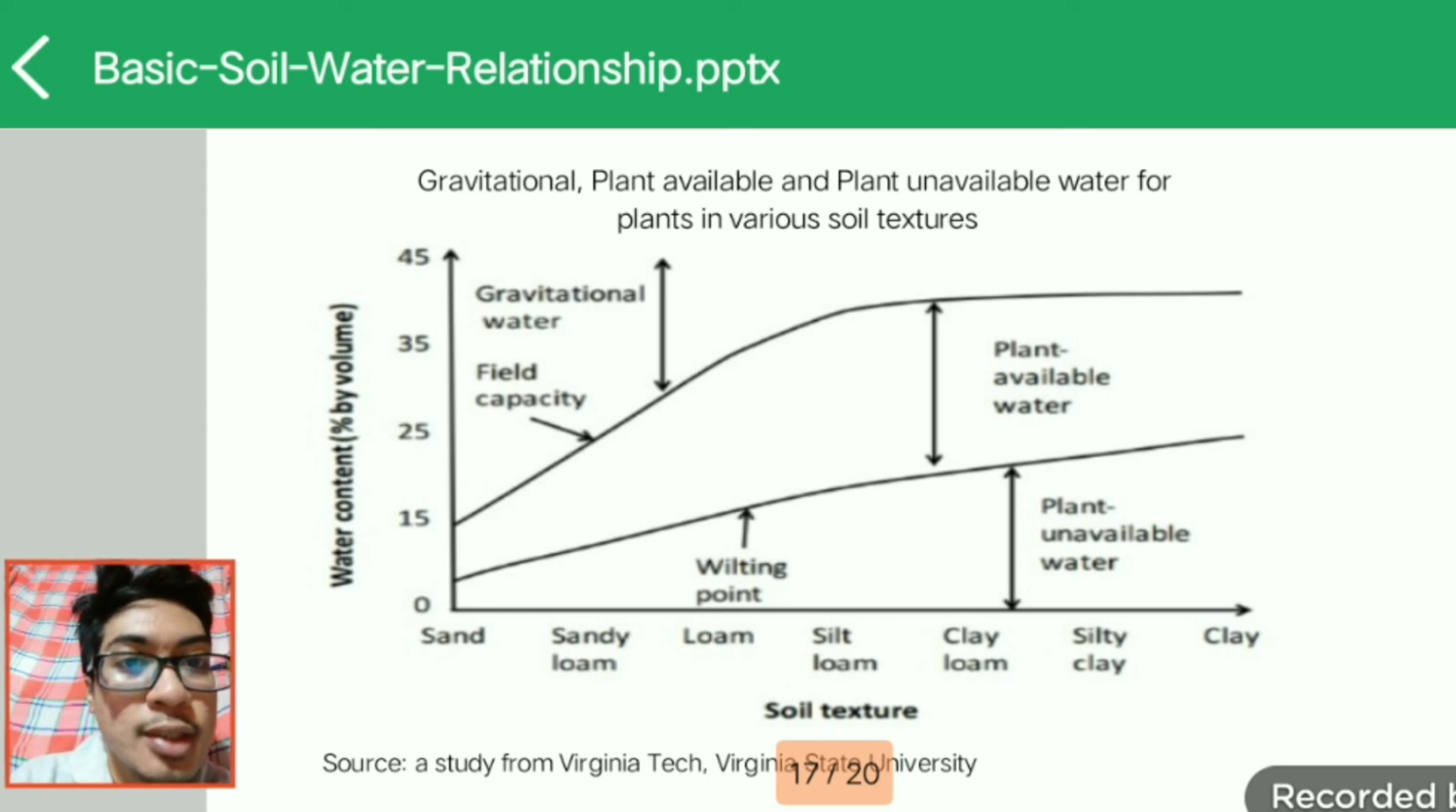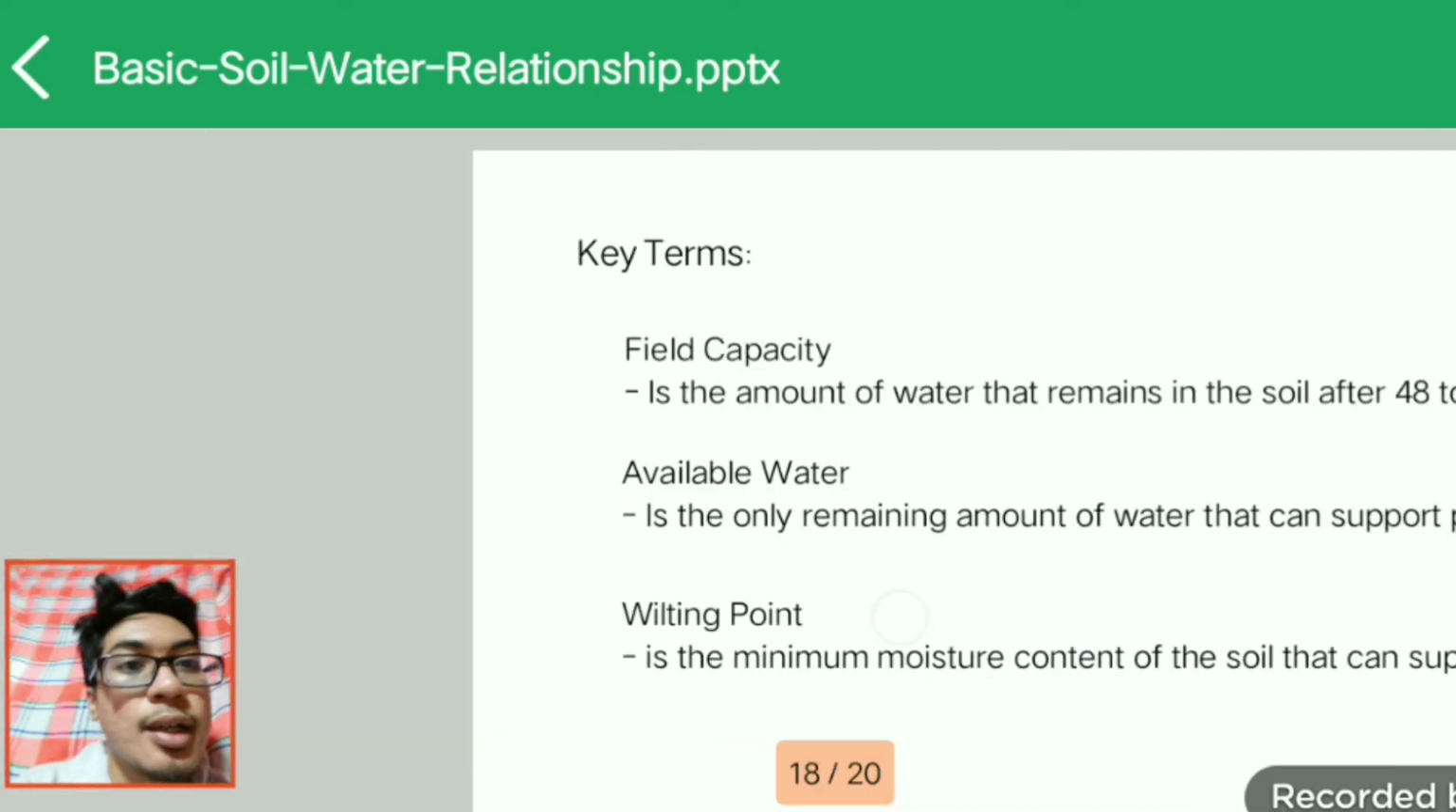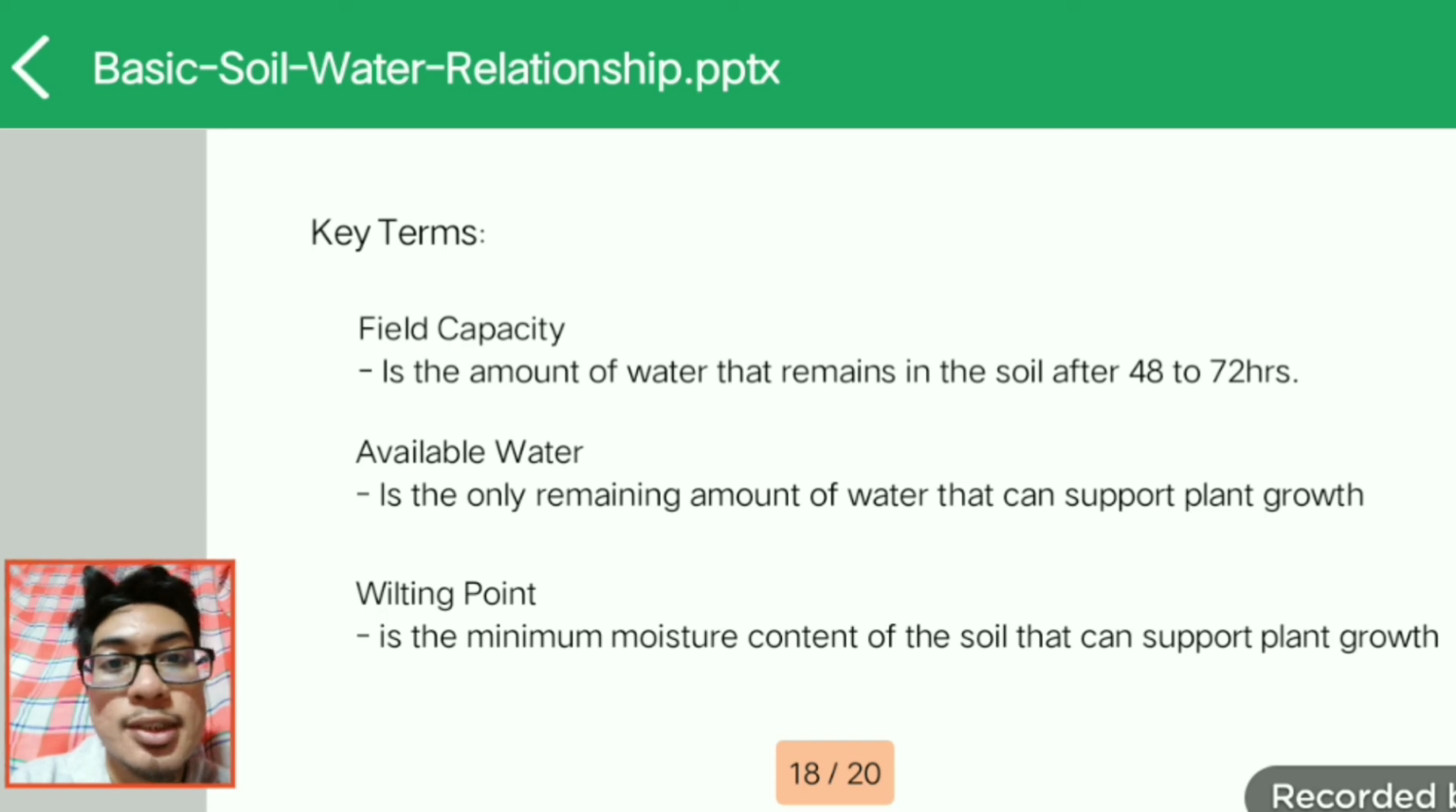And then they found out that the sand loses water very quickly. It dries fast and doesn't retain water, as you can see, it's at 0. And the clay is the farthest, it takes a long time to dry. It stores more water. Available water, as I've discussed, is the only remaining amount of water that can support plant growth.